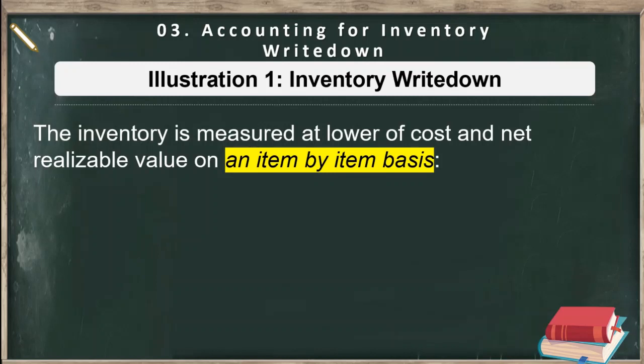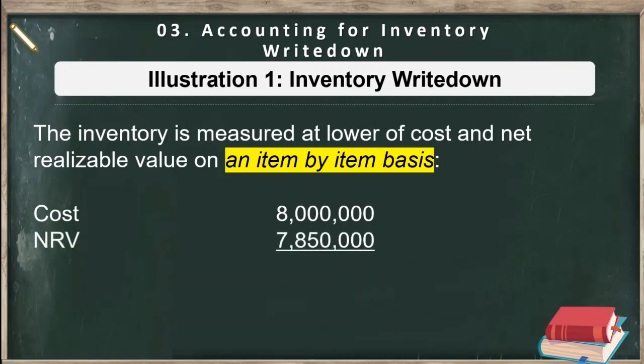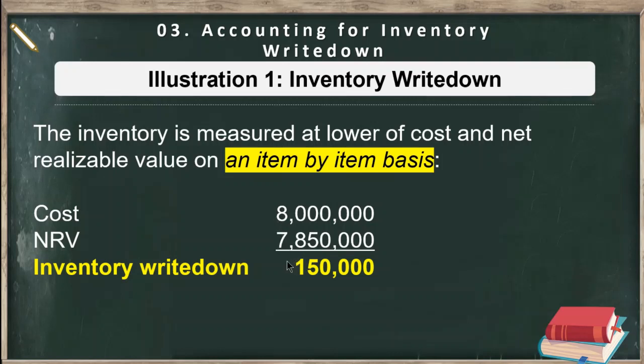Assume that the inventory is valued at LCNRV on an item-by-item basis. So again, our cost is 8 million if we're going to get the total of all the costs. The NRV is 7,850,000, and based on the rules, if the cost is greater than the NRV, there is an inventory write-down, because we are going to reduce the 8 million and make it 7,850,000. That's why there would be an adjustment for inventory write-down.